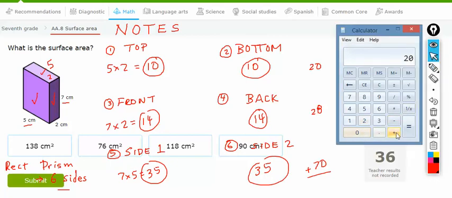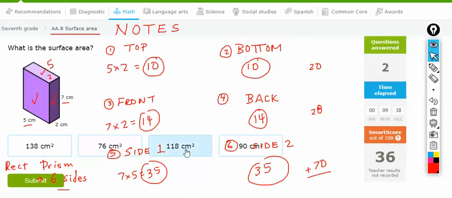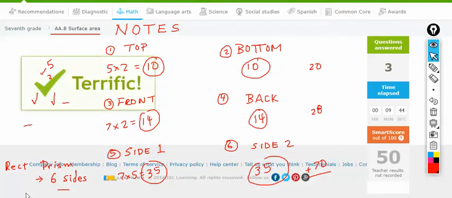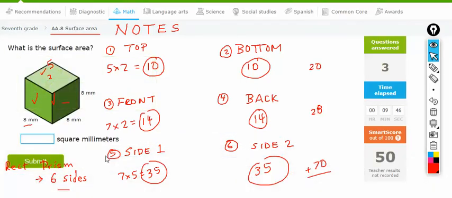So then we add 20 plus 28 plus 70 equals 118, which is right here. Hopefully that should be correct. So that's how you have to do that. You have to work out each side and think it through.